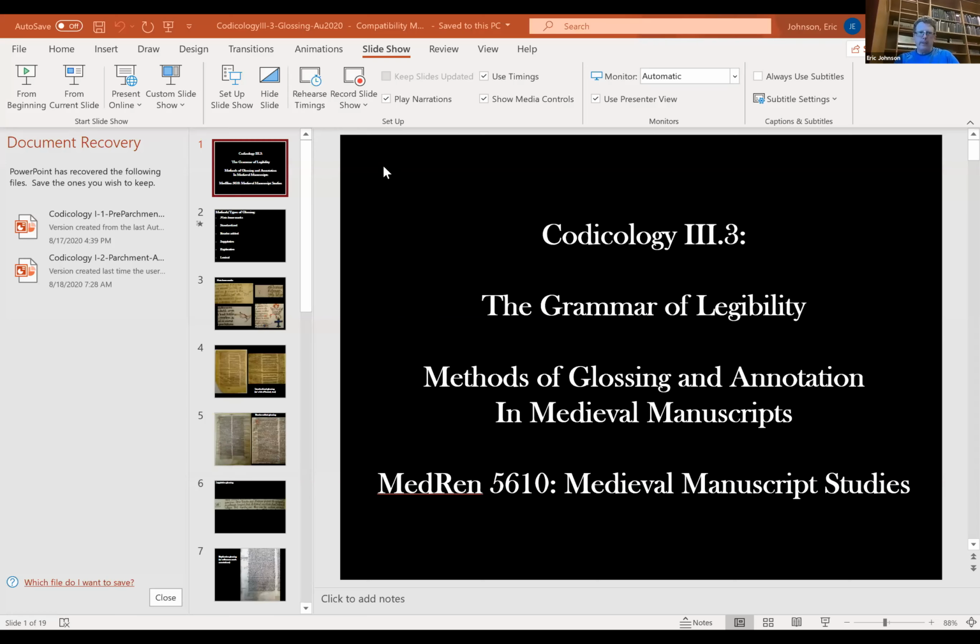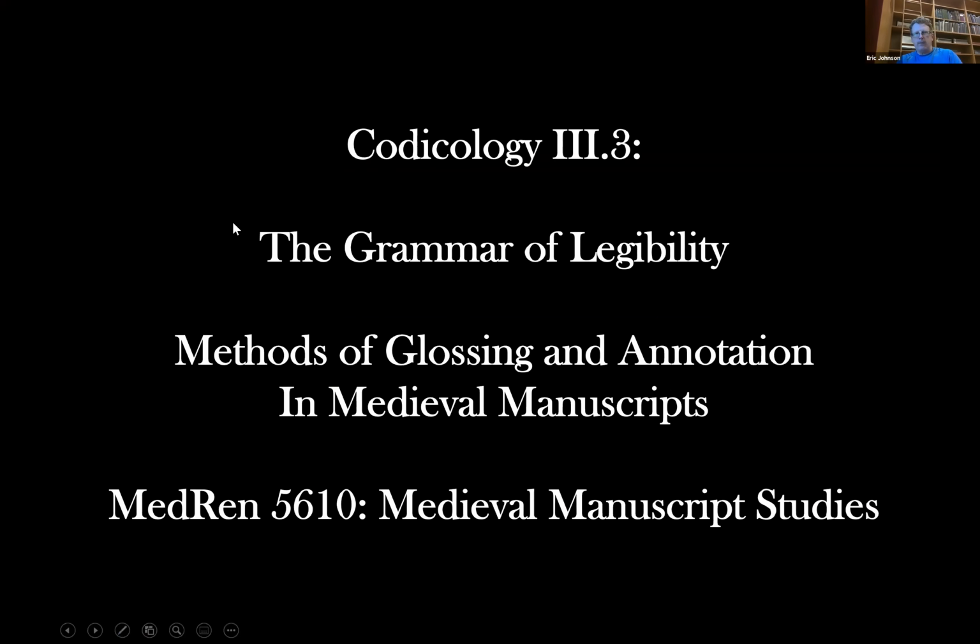This is the final unit for this week, and we are going to talk about scribal and reader-added methods of glossing and annotating manuscripts. So let me start our PowerPoint. Like Codicology 3.2, this is not going to be a particularly long lecture. This is also covered to some degree in the Clemens and Graham textbook, so we don't have to spend a whole lot of time describing all of the ways that manuscripts were annotated or glossed. I wanted to just show you some examples from OSU's own collection.